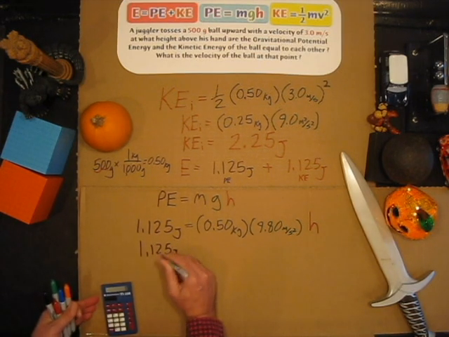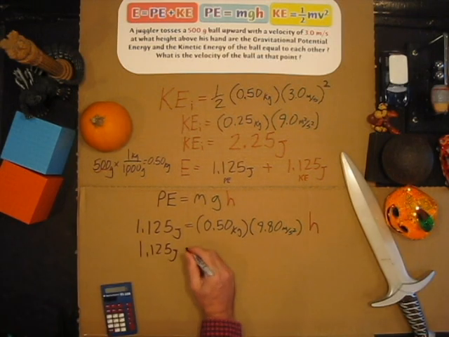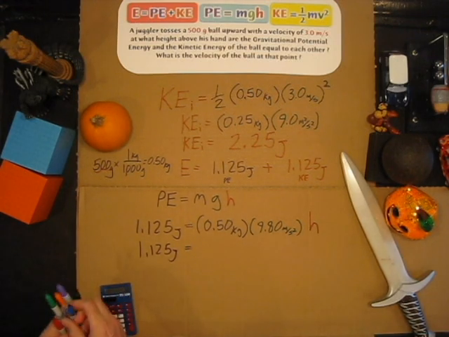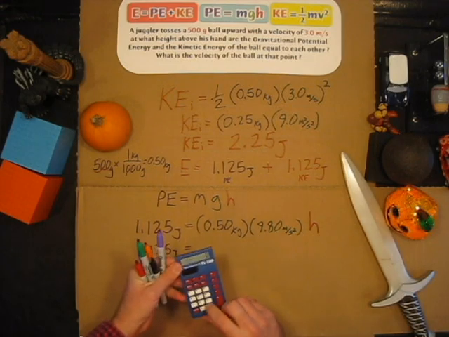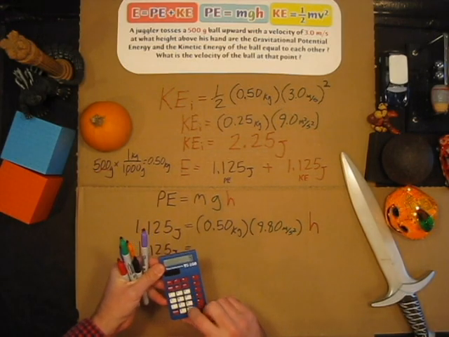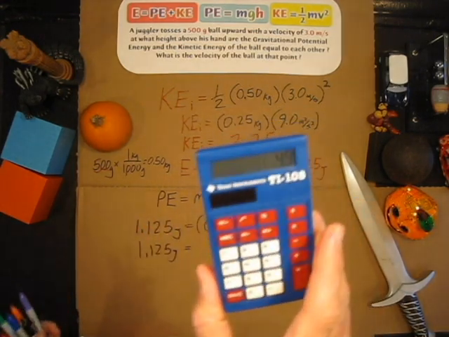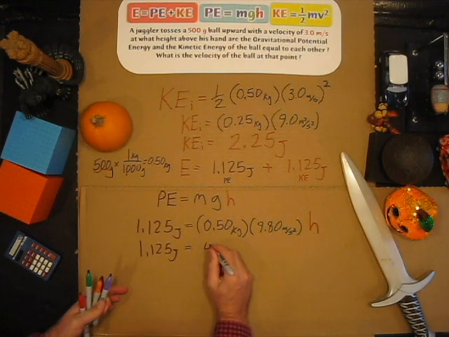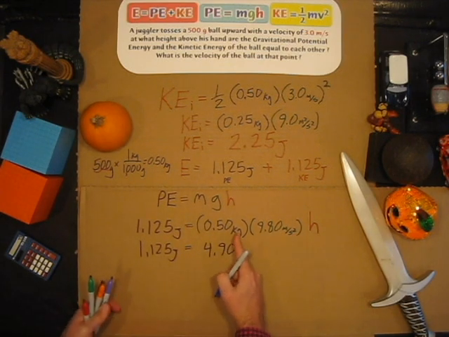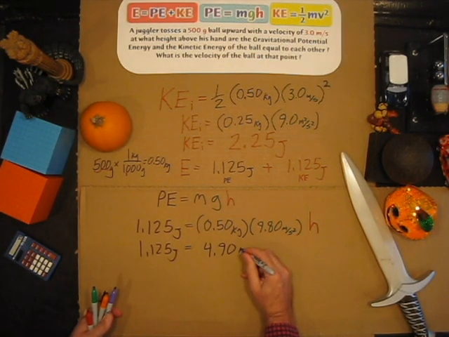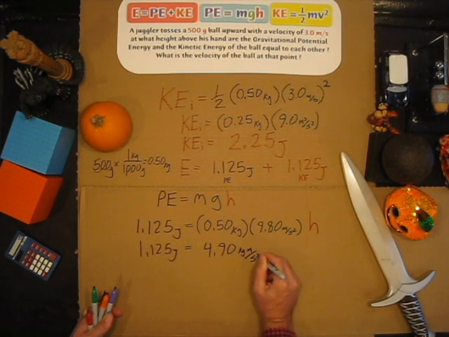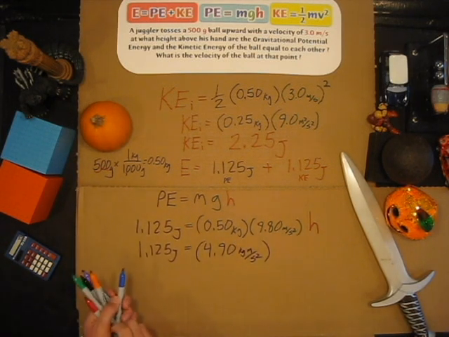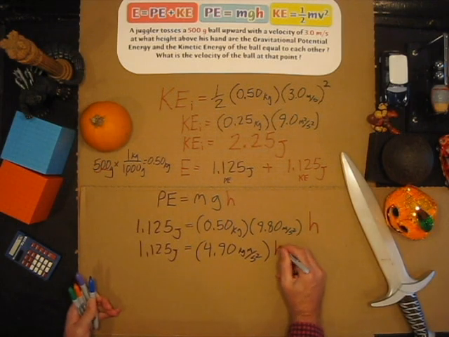1.125 joules equals, let's multiply these together. 0.5 times 9.8 equals 4.9. Okay, 4.90, let's write it. So we've got 4.90, and then kilograms times meters per second squared, kilogram meters per second squared, right? And then times h. Okay, so this is pretty easy.